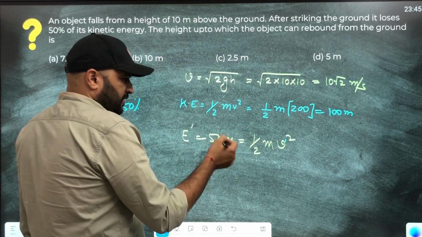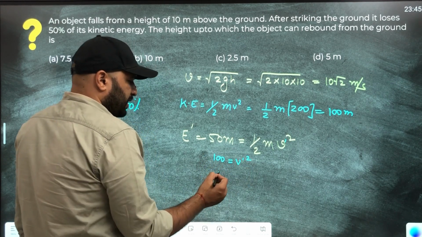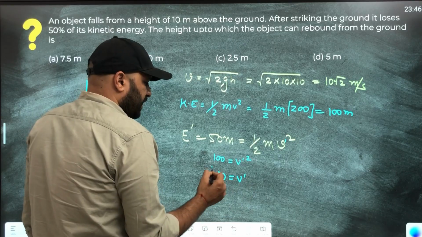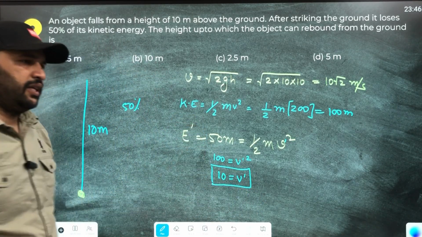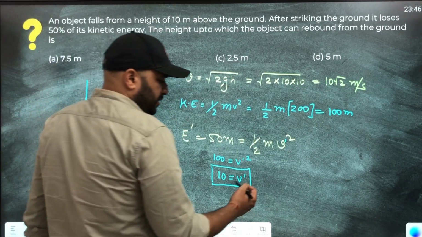So taking this, m cancels with m, taking this to that side, 100 equals the new velocity v dash square. Taking the root, that will be 10 equal to the new velocity v dash. If this is the velocity with which it goes up, what will be the maximum height it can reach?